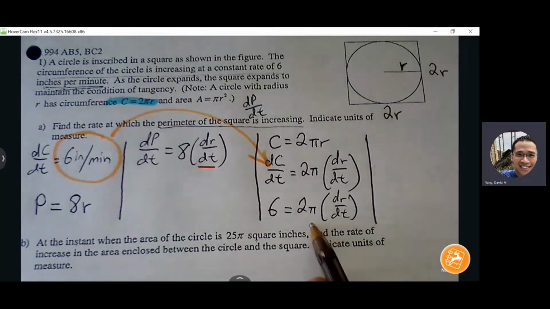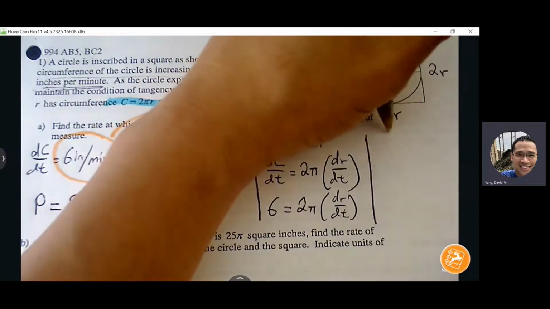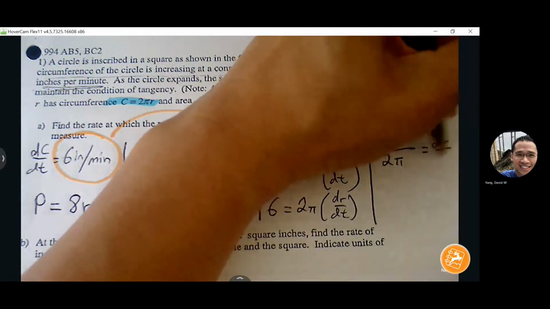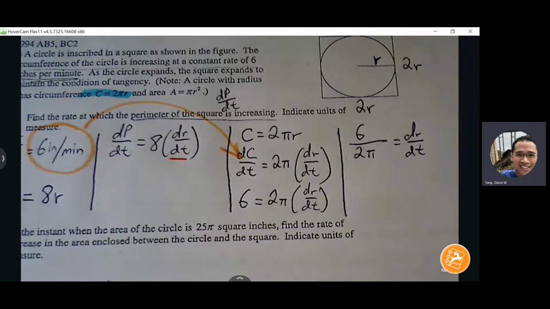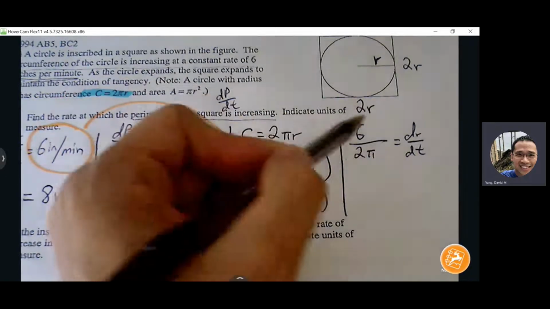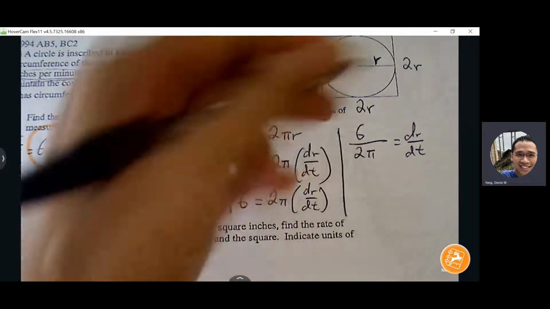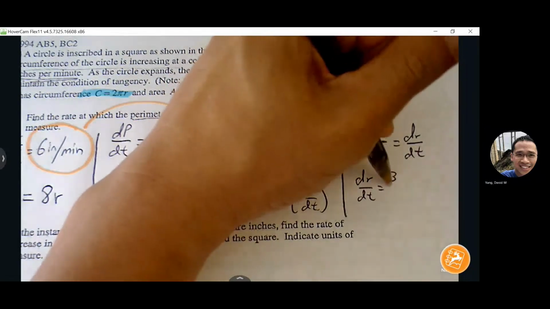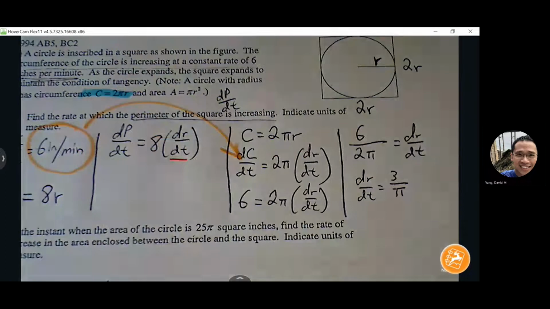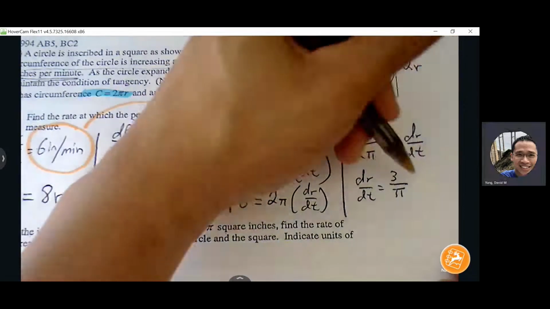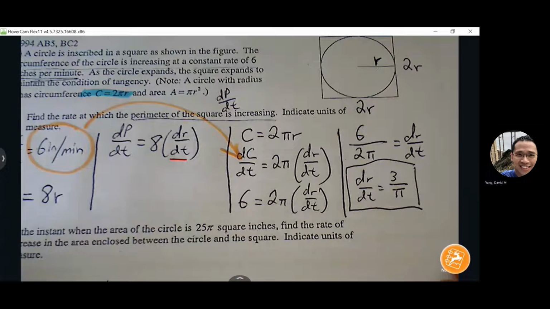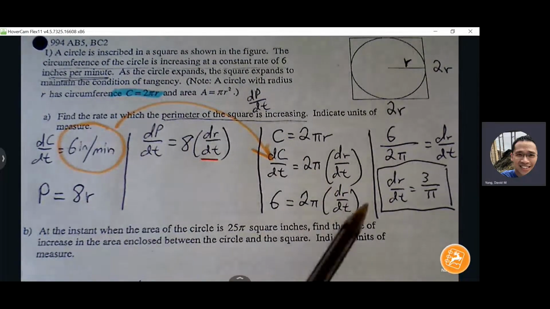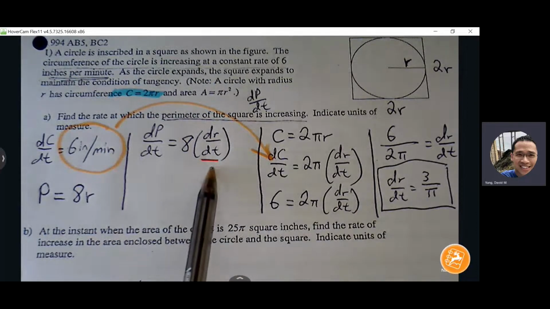Divide the 2 pi over. We see so many times that pi is in the denominator, and we want to keep it there for the entirety of the problem. So reduce: 6 over 2 is 3, and pi is still in the bottom. So we have dr/dt equals 3 over pi. But we're not quite there yet. Our final step, we're looking for dP/dt, so we can replace dr/dt with 3 over pi.